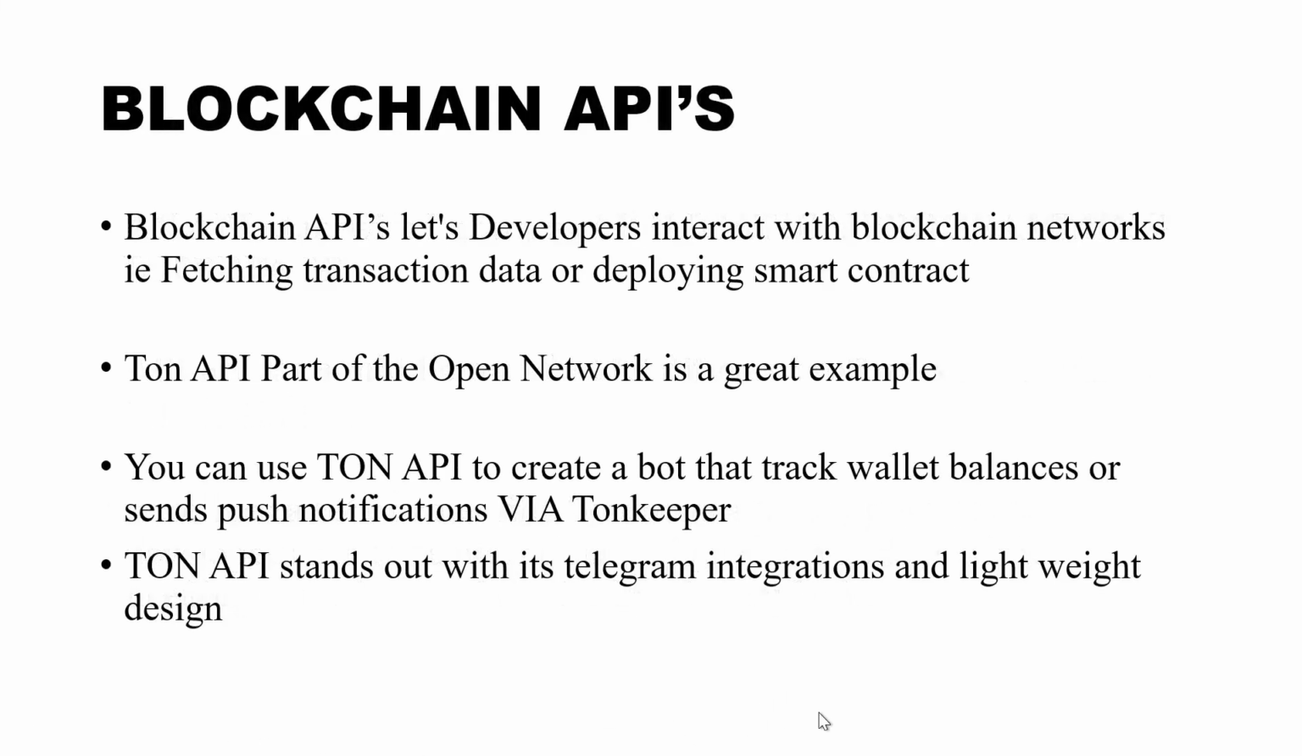Now, let's talk about blockchain APIs. These let developers interact with a blockchain network, like fetching transaction data or deploying smart contracts. A great example is the TON API, which is part of the open network. You can use the TON API to create a lot of amazing projects, for example a bot that tracks wallets, or bots that send push notifications via Tonkeeper. These are various examples of the use of an API, and the most popular is an explorer.